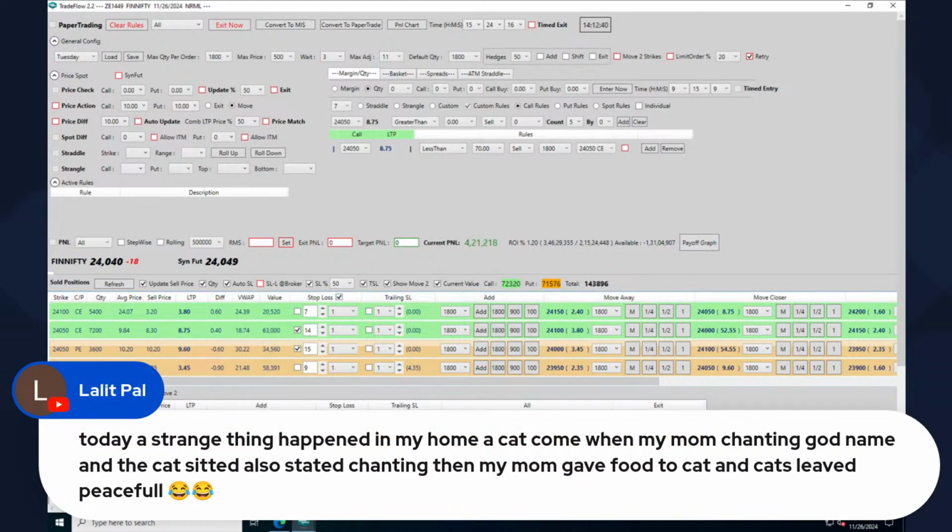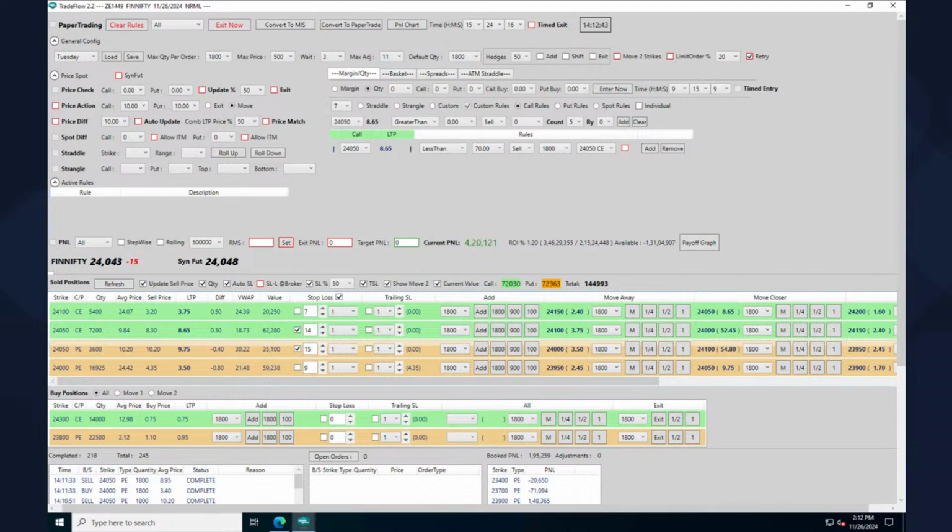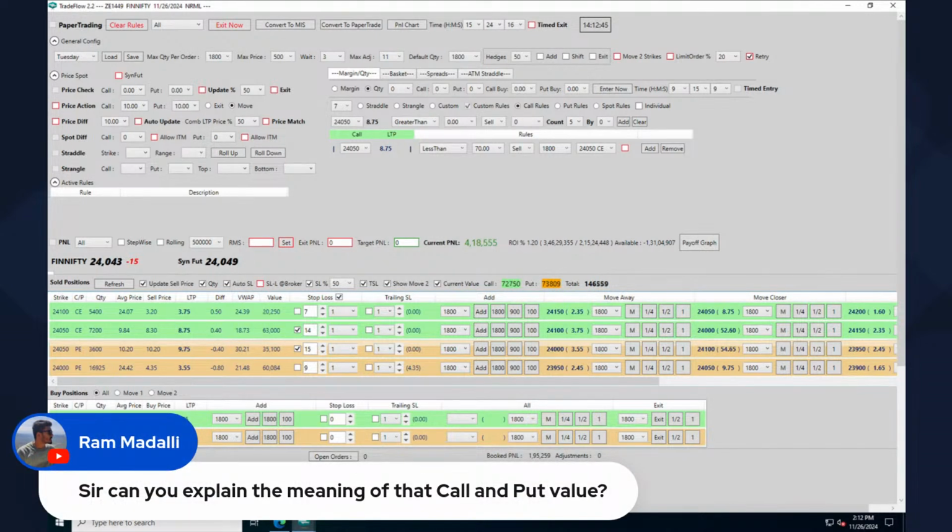Lalit, okay, that's funny, but all right, so let's take some questions. So Ram Madali asks, sir, can you explain the meaning of that call put?